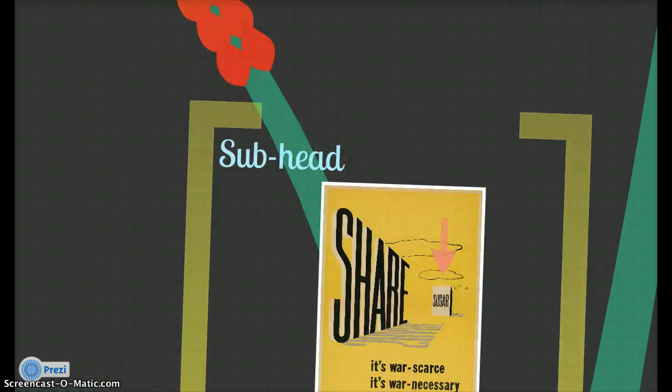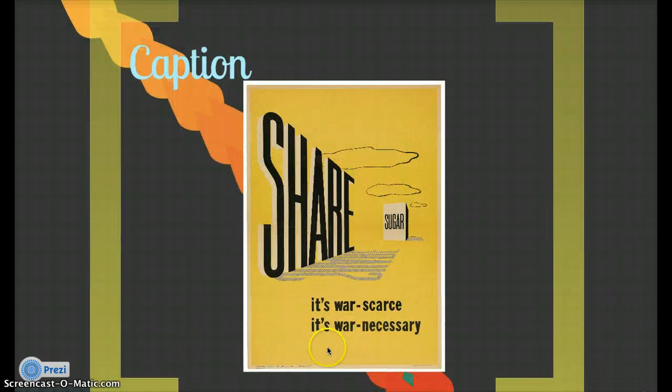So keeping those two things in mind, we're going to connect them all together. We have the word share. It's the most important, so that's our headline. It's going to grab our attention. Then we have our subhead with sugar, and that's important. And then we have our caption, which always falls below the visual object or the typeface. So this is going to be the informational text that you're going to be reading. It's war scarce, it's war necessary.